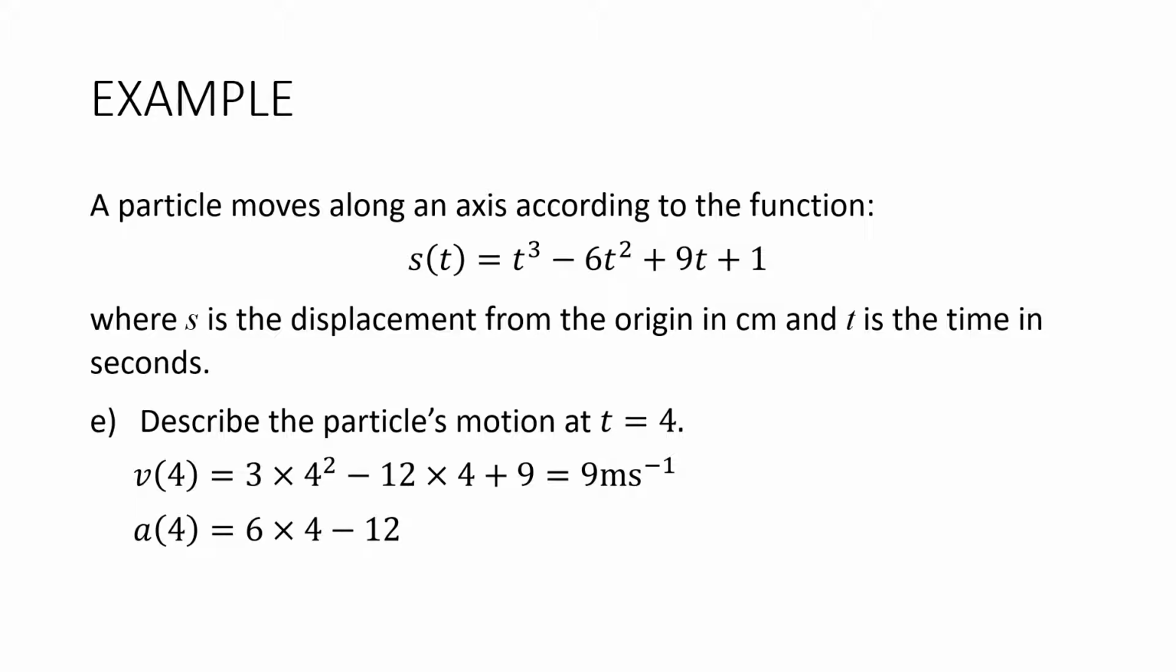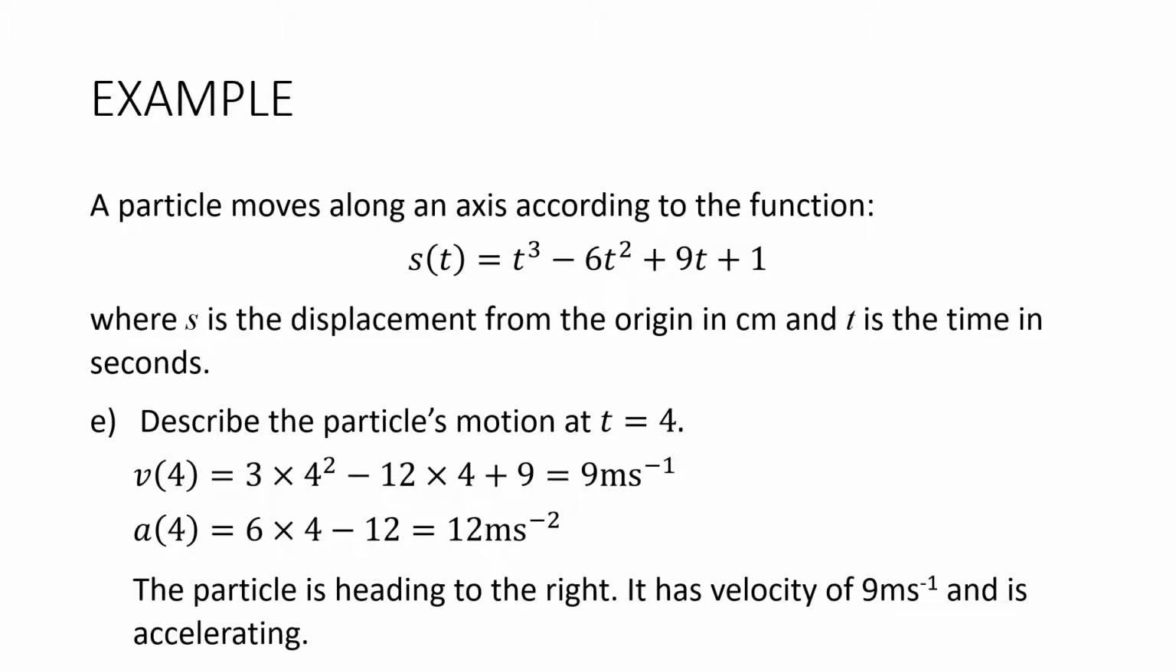Here's acceleration at time equals 4. It's equal to 12 meters per second squared. And so that means it's going to be accelerating because both of these are positive. So we're going to get the particle is heading to the right. It has a velocity of 9 meters per second and is accelerating.